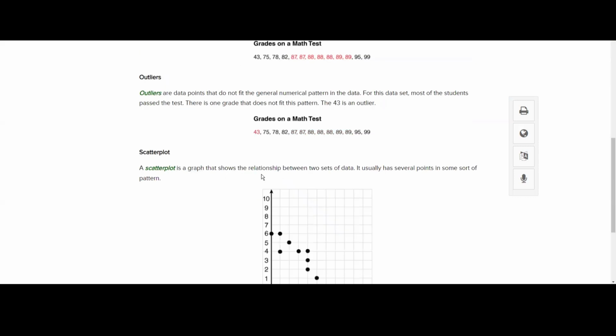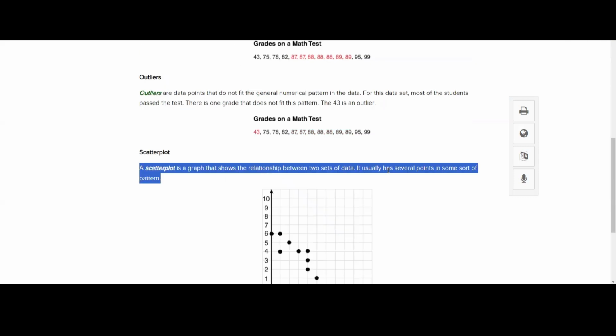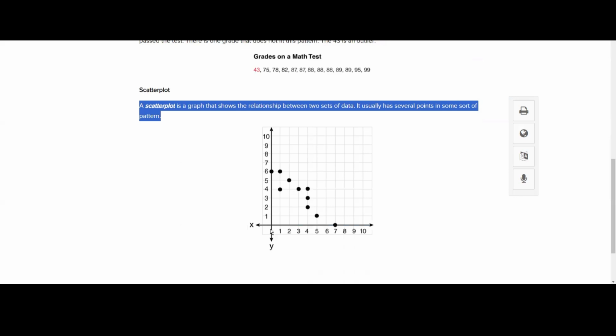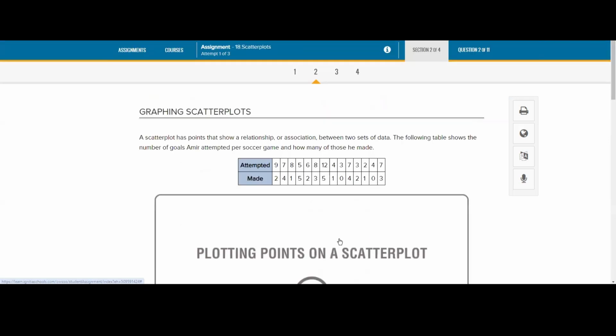A scatter plot is a graph that shows the relationship between two sets of data. It usually has several points in some sort of pattern, like this. You can see all of these points, X and Y value, Y vertical, X horizontal, and these are the plots. Let's go to the next section and see. Graphing scatter plot. A scatter plot has points that show a relationship or association between two sets of data. So remember, we must have two sets of data, okay?